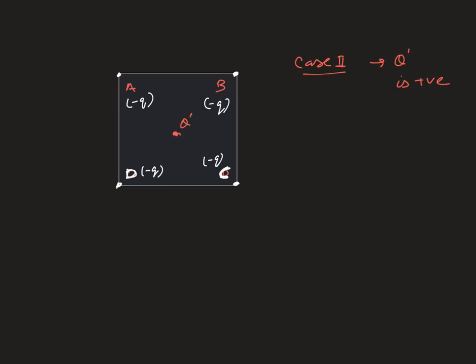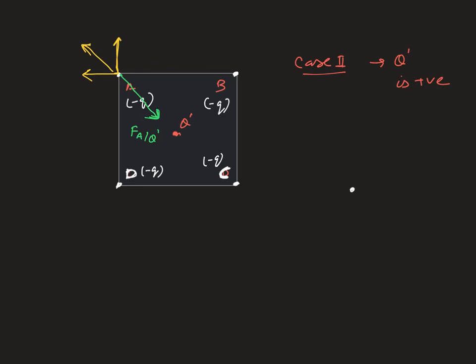Now let's consider the forces on A again. Force on A due to B, repulsive, obviously. Force on A due to D, repulsive, obviously. Force on A due to C, you can check, negative and negative, repulsive, obviously. Force on A due to Q dash. Now Q dash is positive, so this force is going to be attractive. This green force is force on A due to Q dash.